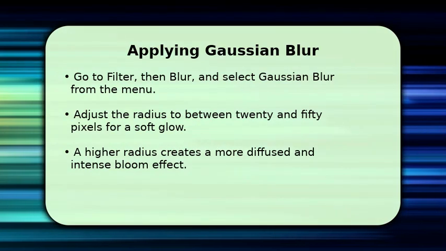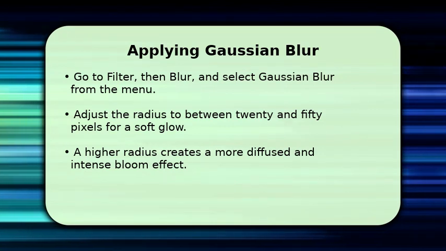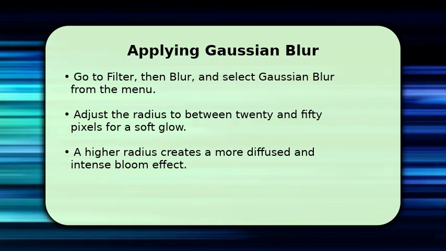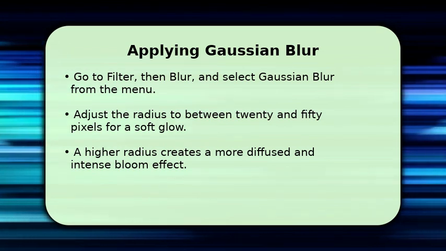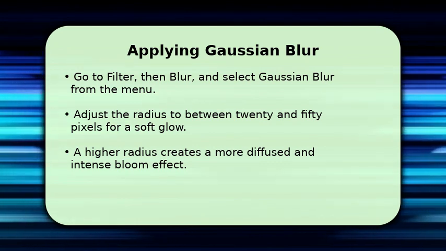Now let's add the blur. Navigate to the Filter menu, choose Blur, and then select Gaussian Blur. Here, you will adjust the radius. A good starting point is usually between 20 and 50 pixels, but feel free to experiment. A larger radius will create a more diffused and intense glow, spreading the light further across your image.